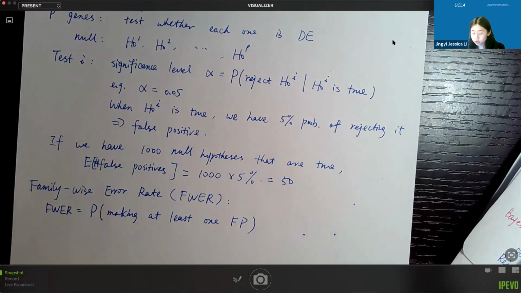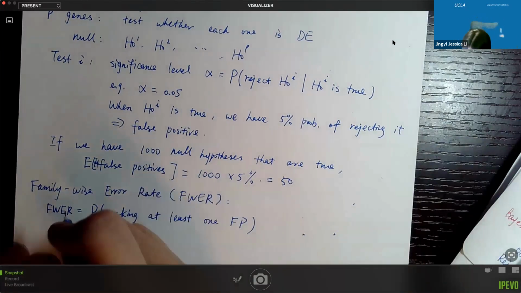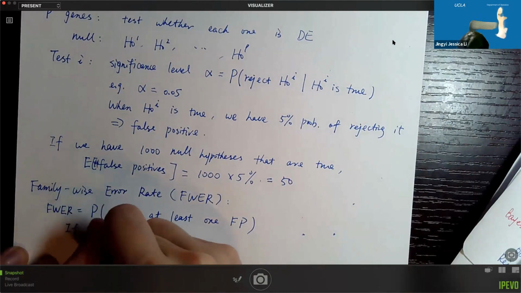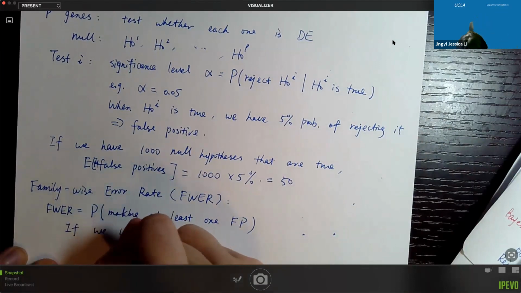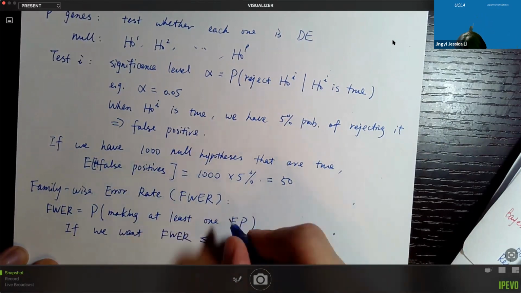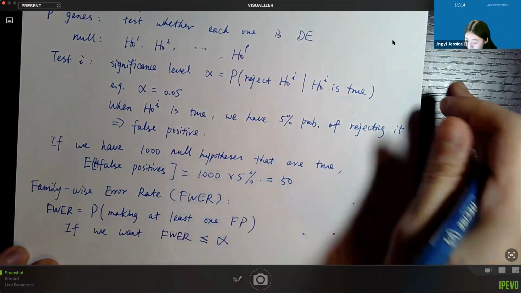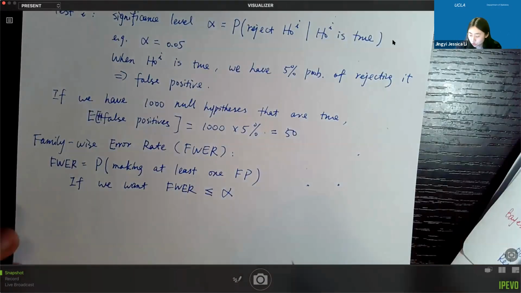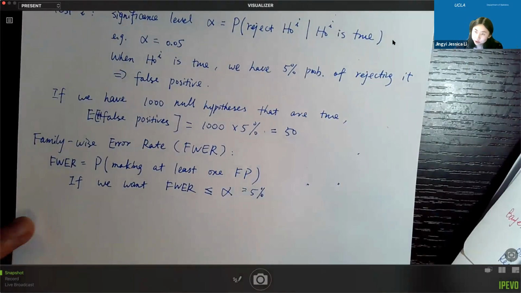Okay, so it means that we are trying to bound this family-wise error rate to be very small. So if we want the FWER to be less or equal than alpha. So let's say alpha is set to be 5%. If we want to control this to be very small, what should we do?